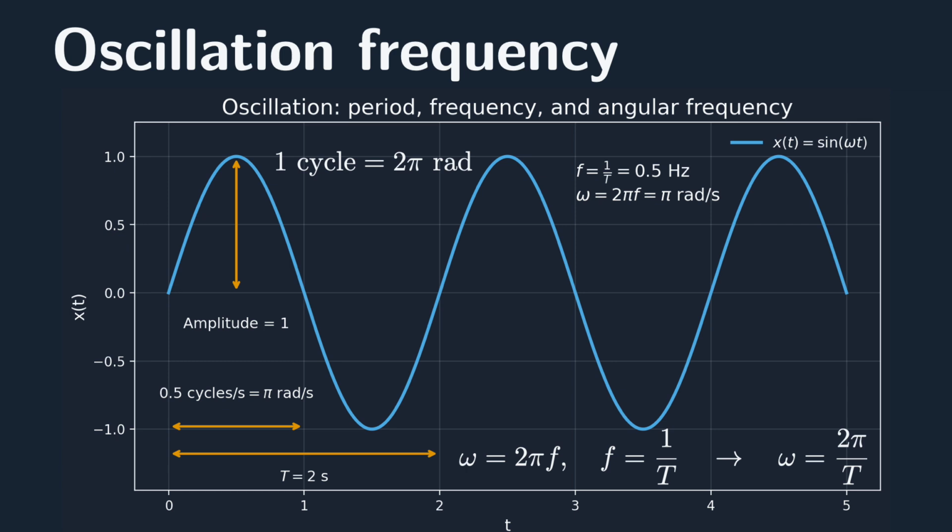That means the oscillation moves through half a cycle every second, or equivalently, pi radians every second. More generally, larger omega means the oscillation moves through its cycles faster. Visually, the cycles get squeezed closer together in time, which means the period T becomes smaller.